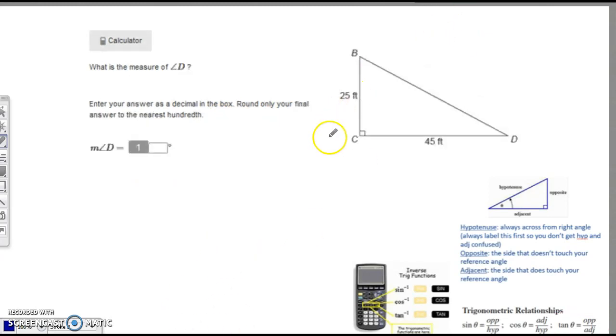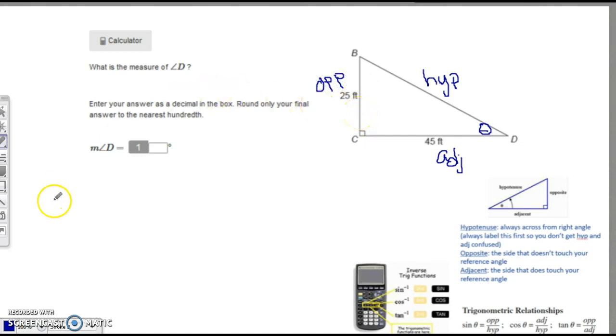All right, this one says, what is the measure of angle D? So D is my reference angle theta. Then you got to label your sides. Across from the 90 degree is hypotenuse. Touching the reference angle is adjacent. And across from the reference angle is the opposite.